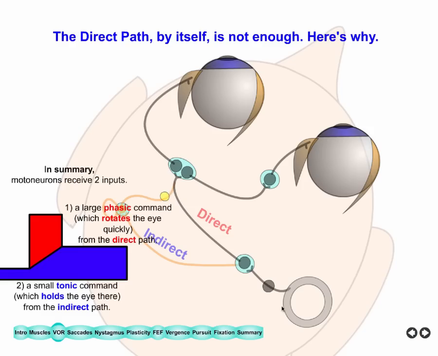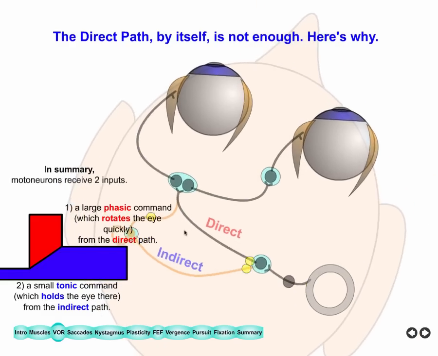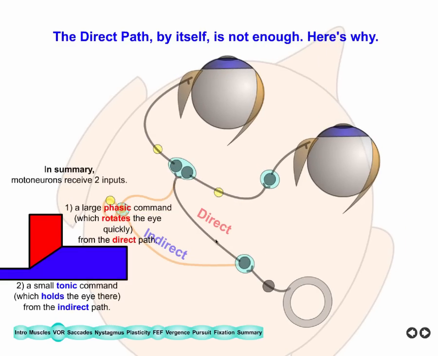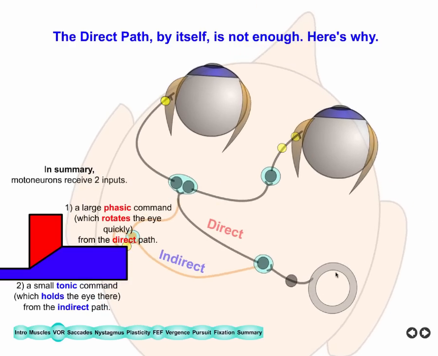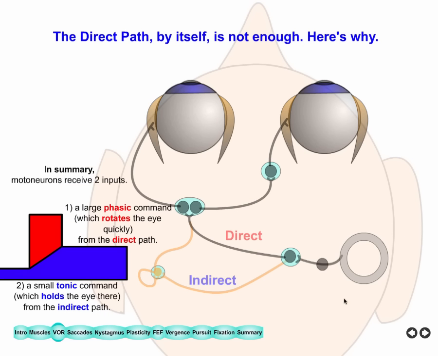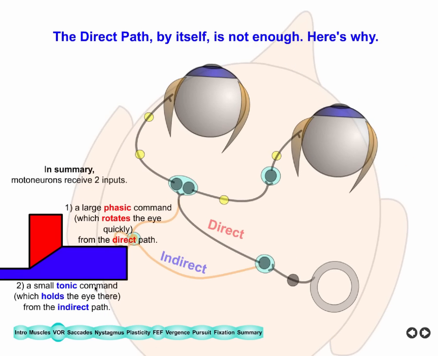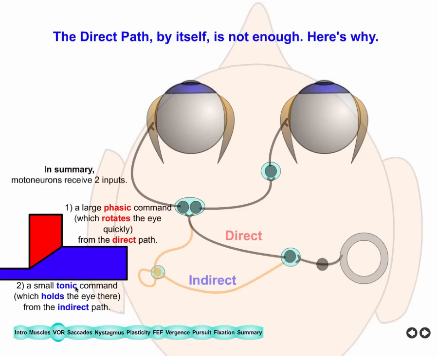So in summary, the signal to these motor neurons goes along two pathways. A large command coming from your vestibular nucleus that rotates the eye during the rotation of the head. And then that's followed by a tonic command that keeps the eye rotated in its new position.